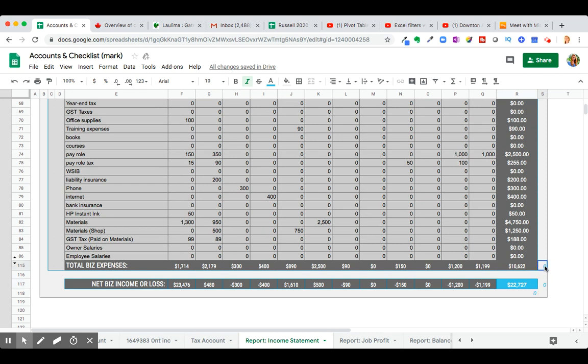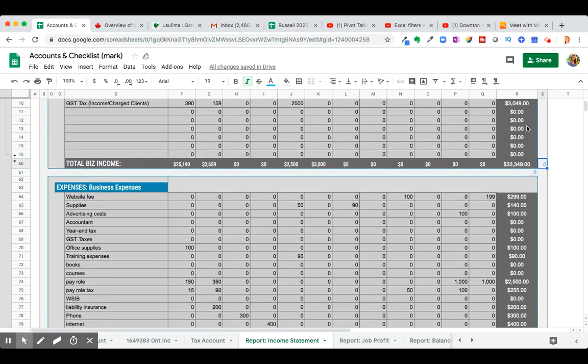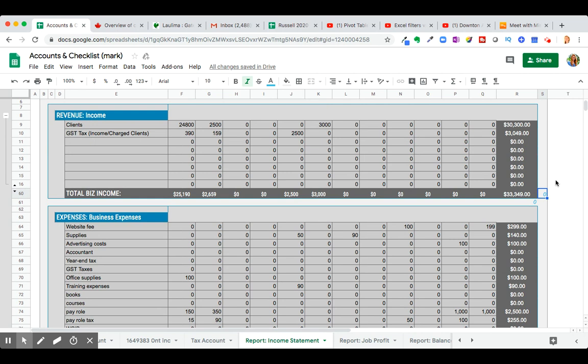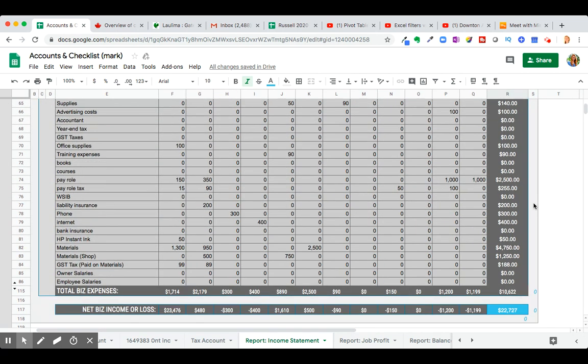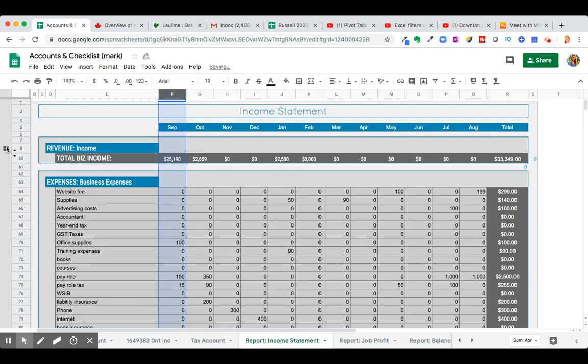If these are ever off, then something's wrong. These are checking from the totals on the other pages. They're checking totals on this page. So if you ever see a number other than 0, then something went wrong. But here's where you'll be able to see your net income per month, and you can always close these.